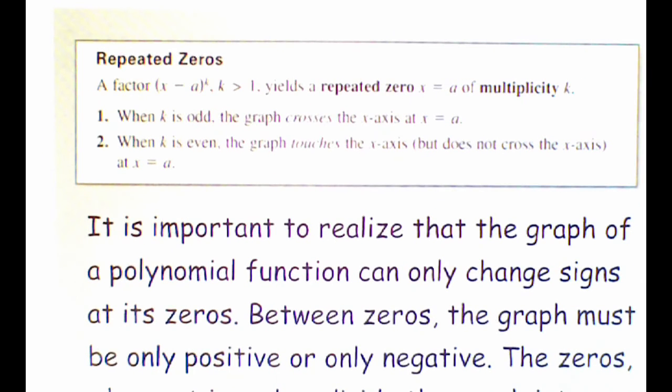Sometimes we have less because of repeated zeros. So a factor, x minus a to the k power, if k is bigger than 1, yields a repeated 0 at x equals a with a multiplicity of k. So multiplicity is how many times that is a factor. If the multiplicity is odd, we're going to cross the x-axis at that value. If the multiplicity is even, we touch the x-axis but don't quite cross.